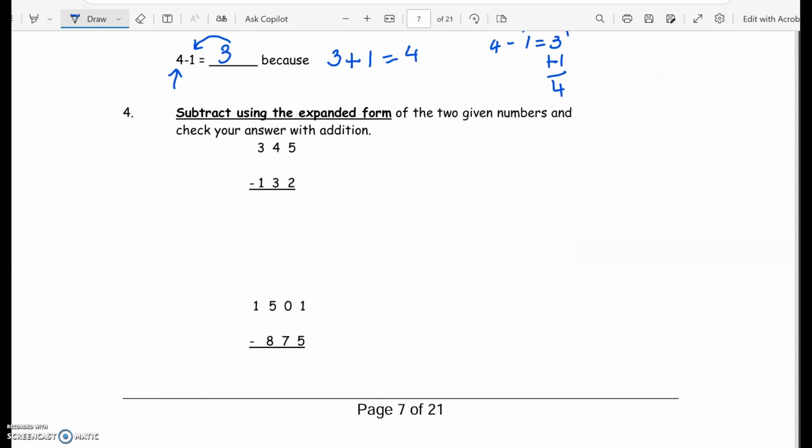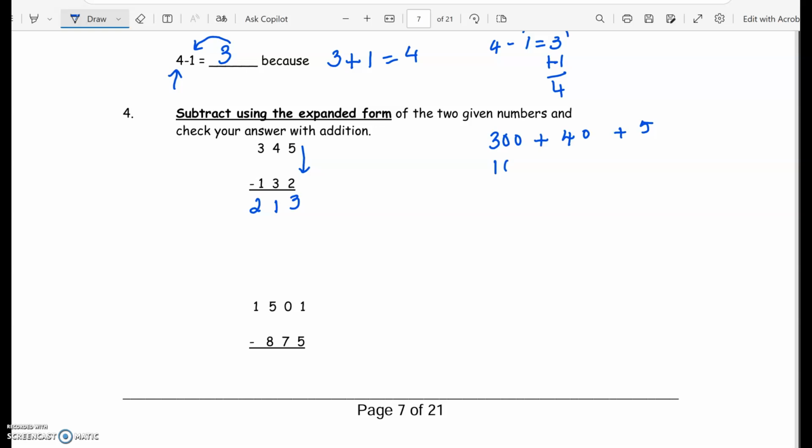Now let's subtract 543 minus 132. Let's do it the traditional way. Line up the place values. 5 minus 2 is 3. 4 minus 3 is 1. 3 minus 1 is 2. And it's 213. So 3 is in the hundreds place, so it's a 300. 4 is in the tens place, so it's a 40. 5 is in the ones place, so it's a 5.